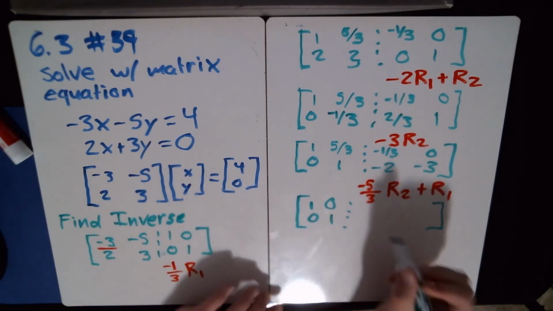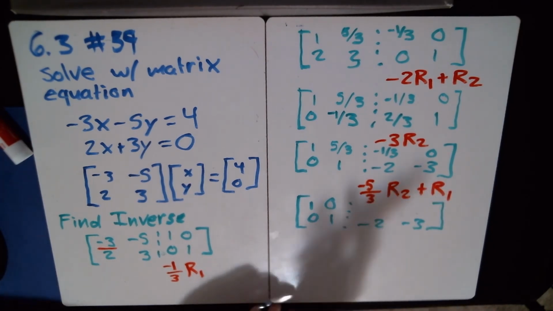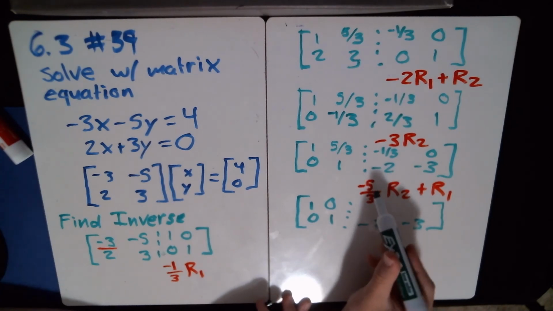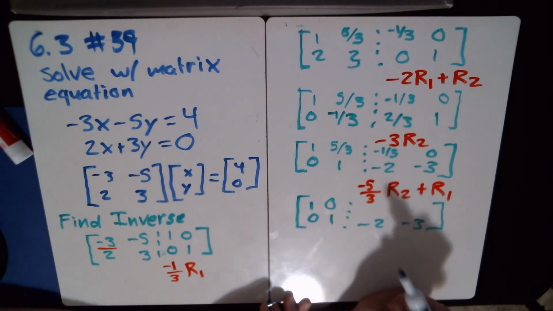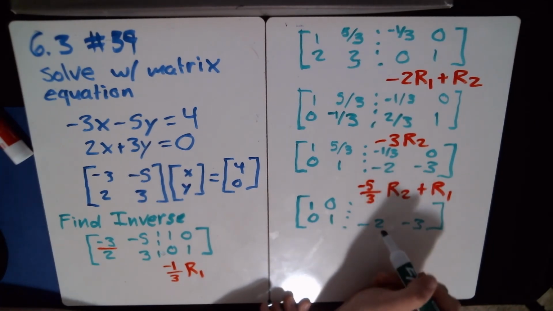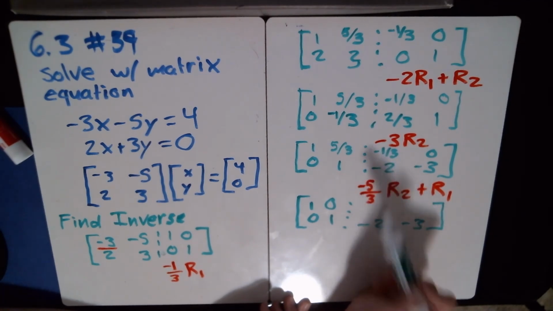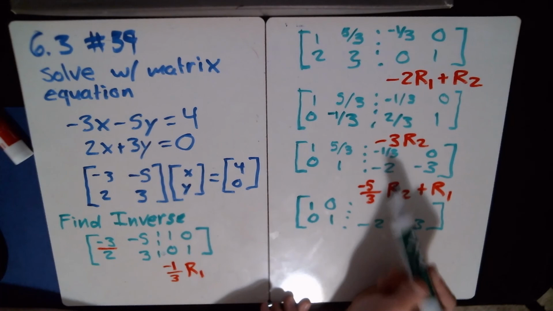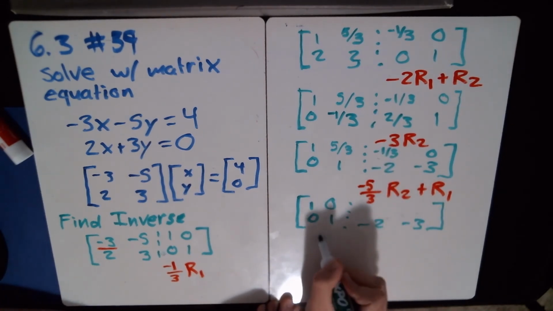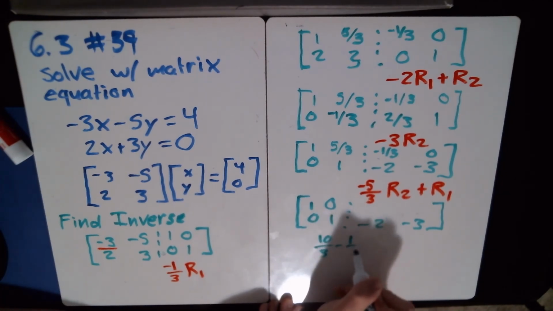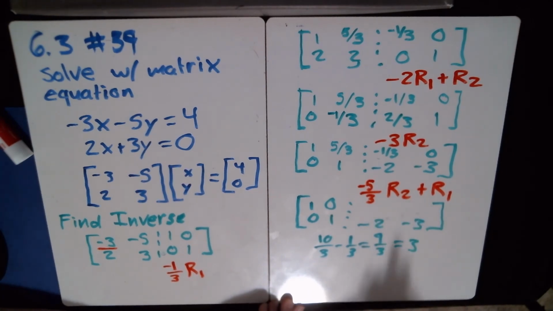Okay. Our bottom row stays the same. So I do negative 2 times 5/3, so that's going to be 10/3. And then we're going to be adding that positive 10/3 to negative 1/3. Right, so we're doing 10/3 minus 1/3, which is 9/3, which is 3.